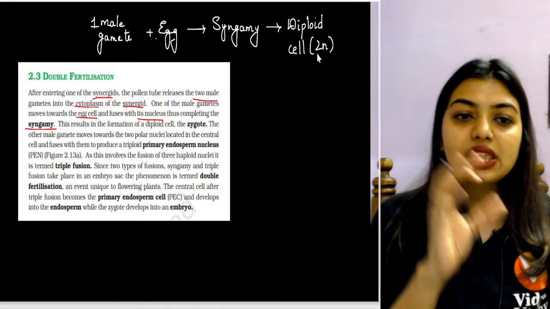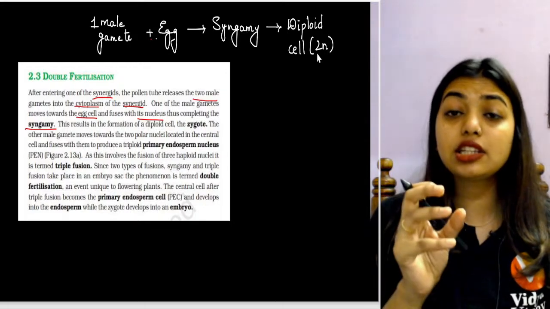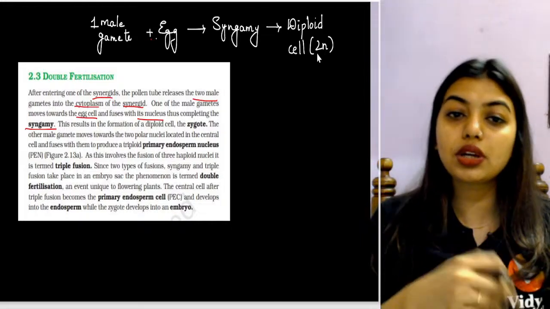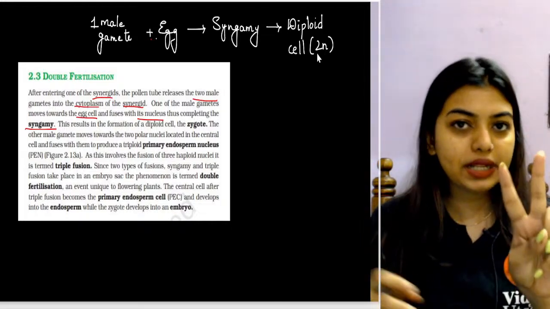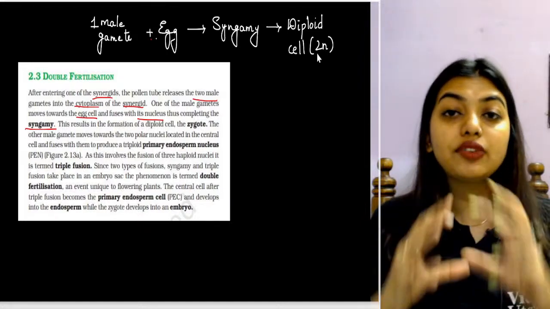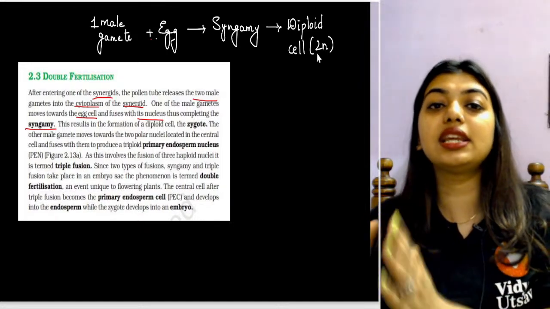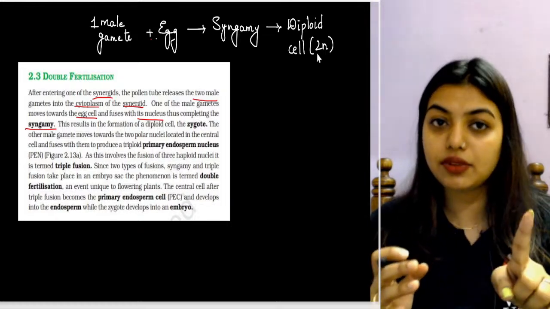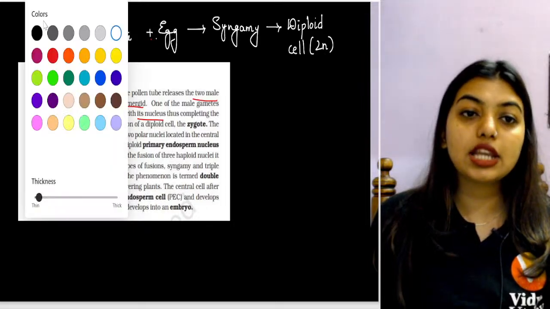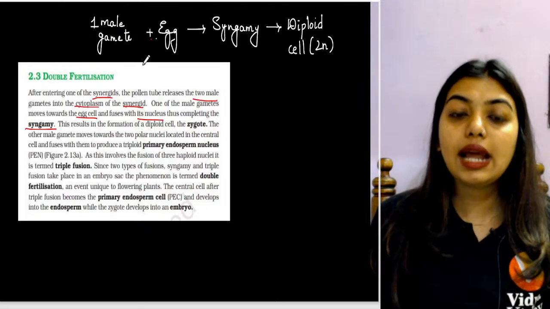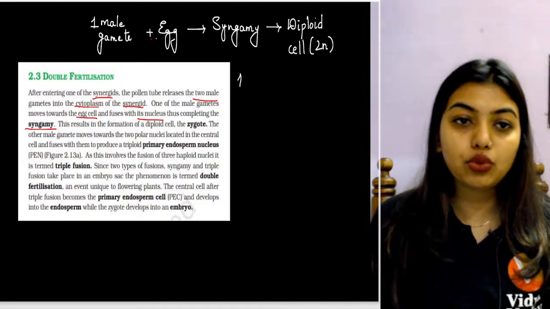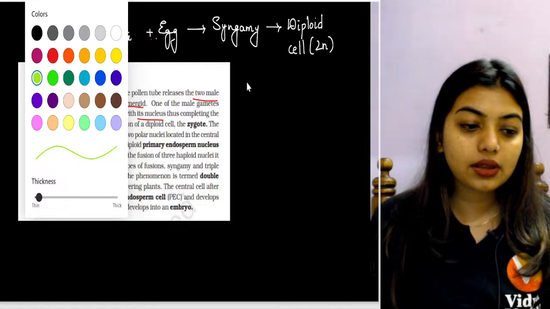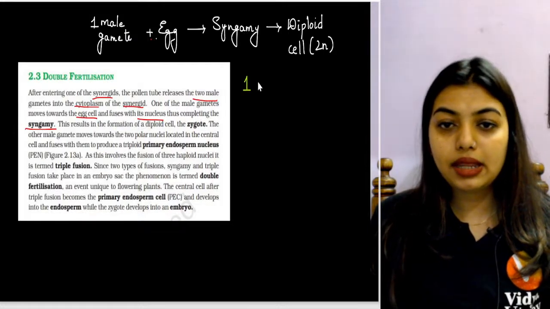Now look here, thus completing syngamy. This results in the formation of a diploid cell called the zygote. Now the other male gamete moves towards the two polar nuclei. The two male gametes given by the generative cell, always remember, this only happens in the 3-celled stage, where there are two generative cells and one vegetative cell. So in the 3-cell stage, one more male gamete was released. That male gamete, what will it do? That will move, one male gamete.